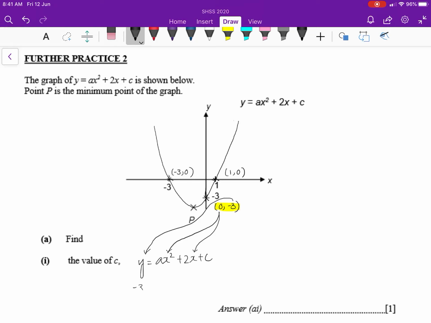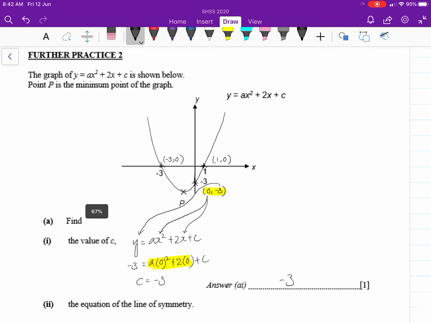So this is minus 3 equals a times 0 squared plus 2 times 0 plus c. If you realize, this entire part disappears because anything multiplied by 0 gives you 0. So c is negative 3. Got it? The value of c is negative 3. That's why I choose to substitute that value in, because I know I can make a disappear.